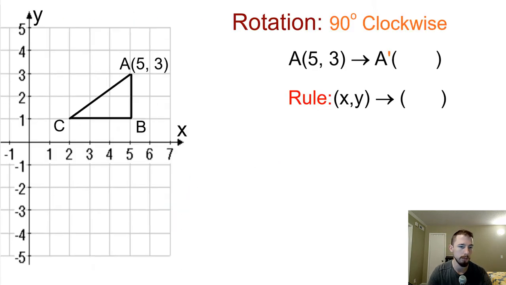Now we're going to do a rotation on the Cartesian plane. So here we have the point A, which is (5, 3). We're going to rotate it 90 degrees clockwise, and then we're going to discover a general rule for this as well. So we're going to take this point up here, which is at (5, 3), and we're going to rotate it down here because it's going to go to the fourth quadrant when we rotate it 90 degrees clockwise.